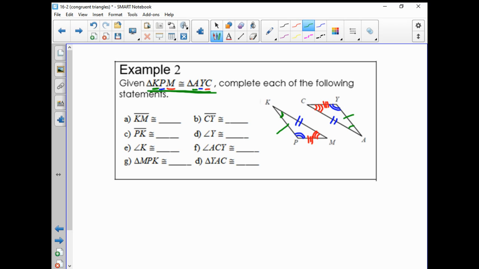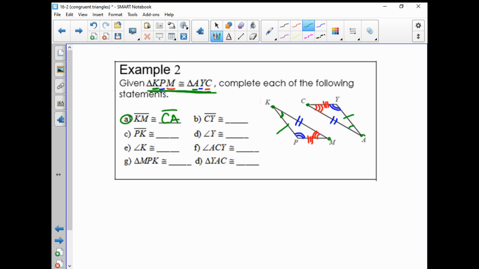All right, so when I'm looking over here at the problems, KM, between K and M, that's our 2 ticks over here. So we go over here to the 2 ticks over here, and that is CA. Now, it doesn't matter the order that you write CA. You could call it CA, you could call it AC. It doesn't matter which letter goes first. It just matters that it has to be the line between the point C and A.